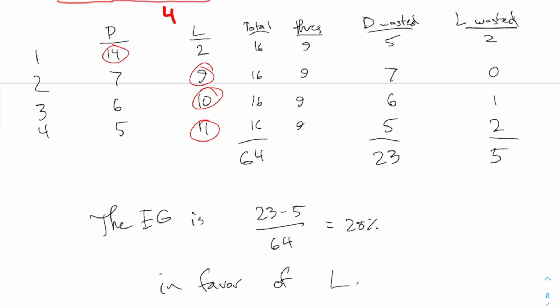All right. This is the efficiency gap. Very nice numerical way of specifying who is wasting more votes.